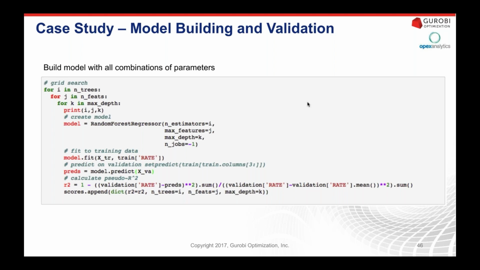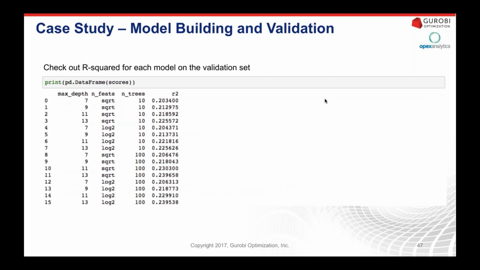We're then going to fit that model to our training data set, trying to predict that baseline rate. And then after the model's been trained, we're going to use it to predict the rate on our validation set and then calculate a pseudo R squared of that prediction. We're then going to append it to our scoring tracker and check all the results at the end. So at the end here, you can see in a data frame what our pseudo R squared was.